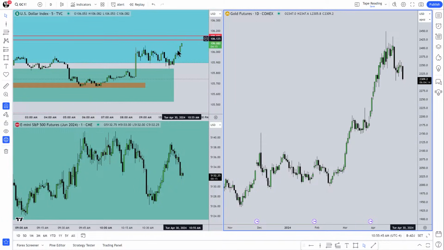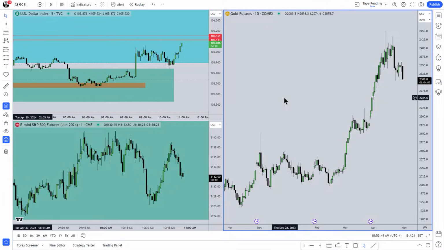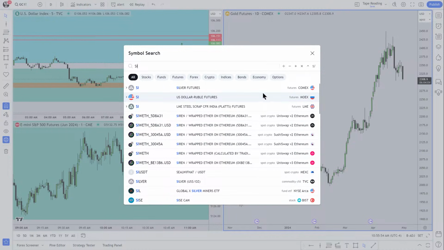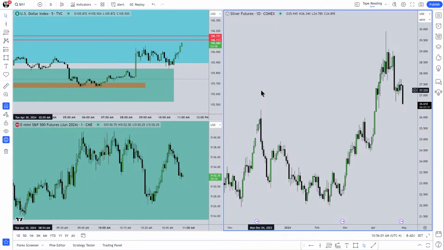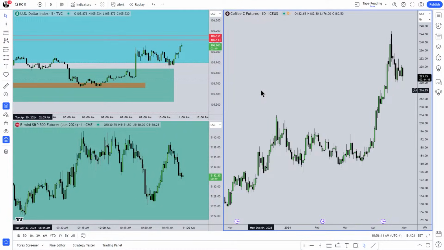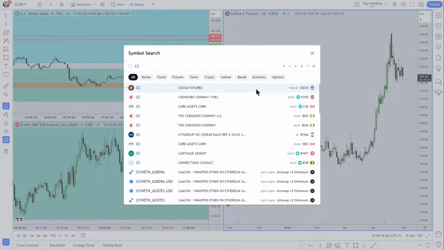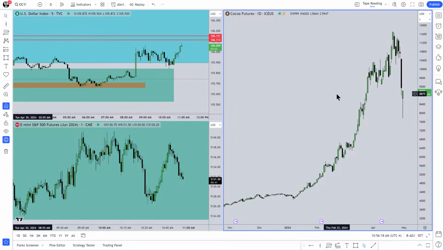You see where the dollar's going? It's probably random too. Let's look at silver. I mentioned coffee. Let's see what the contract looks like now. Cocoa just recently had a nice retracement in there. I did a little bit more today.